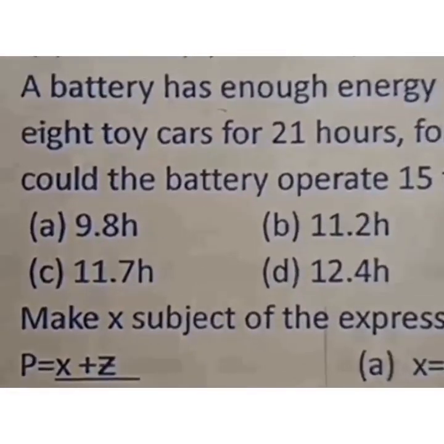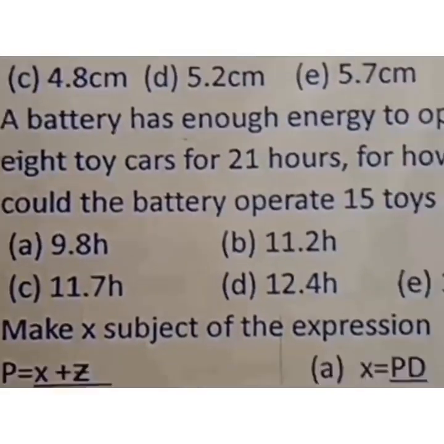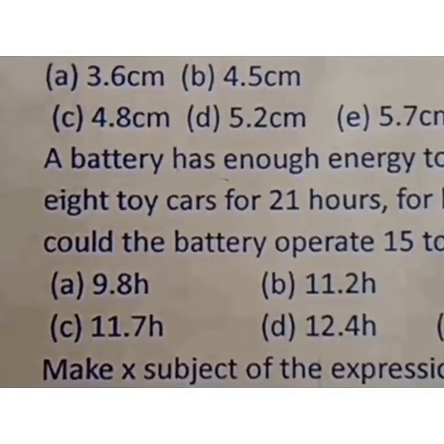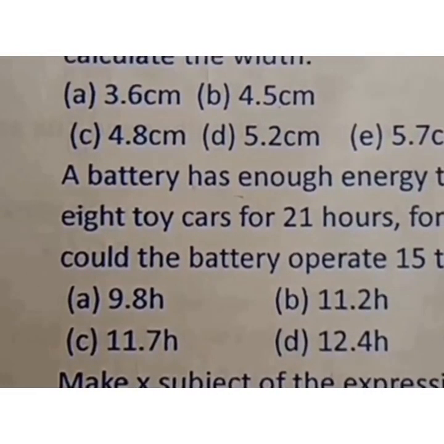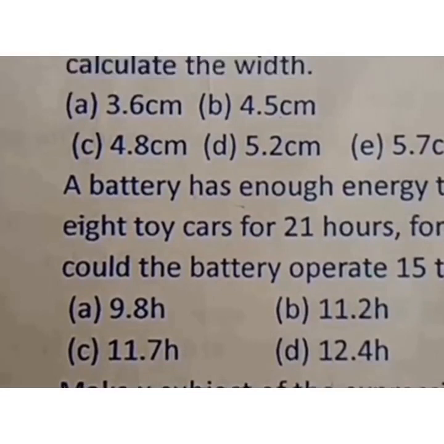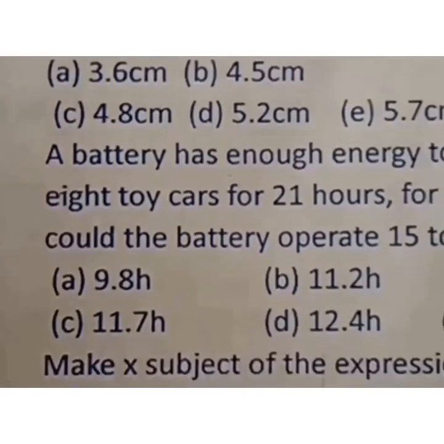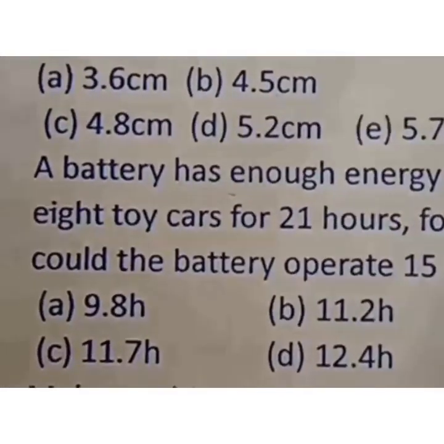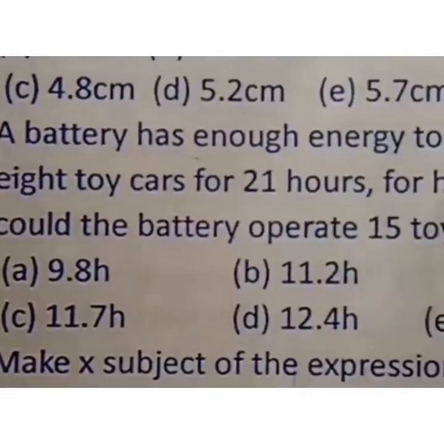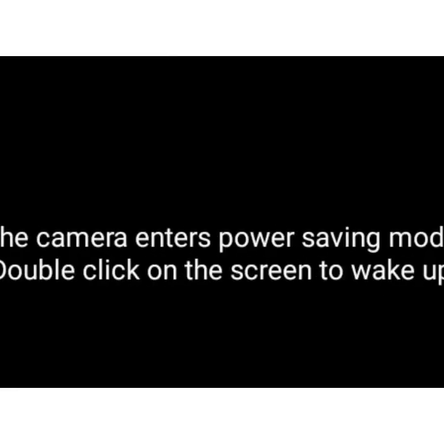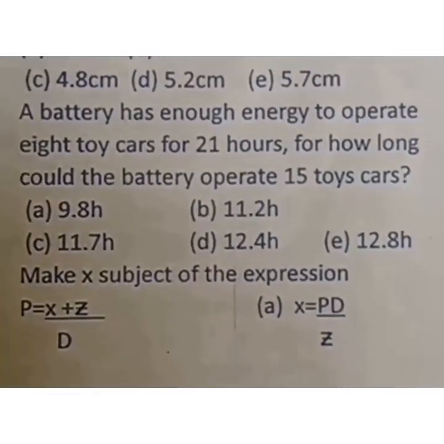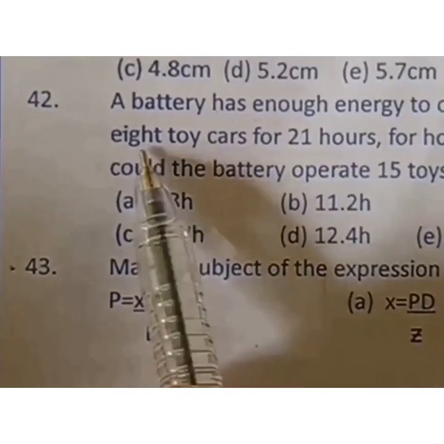So we have to know how long it will take this battery to operate 1 car. If we know how long this battery energy will operate just 1 car, then that will give us an idea of how we are going to take care of 15 toy cars. So for 1 toy car, it will be equal to, remember, 8 times 21.